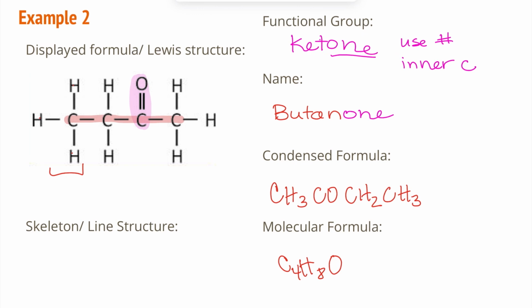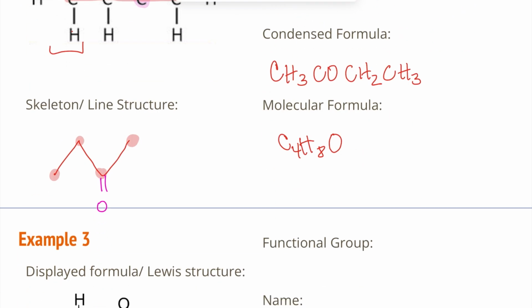Drawing my skeleton or line structure, I'm going to start with drawing my chain. 1, 2, 3, 4. Each endpoint represents a carbon. And then on that second carbon, so I could put it here if I want, or if I just mirror this and have our numbering going from the right, 1, 2, I can put that double bonded oxygen off of that point. So those 2 lines show it's a double bond, and then we are going to write that oxygen symbol there.